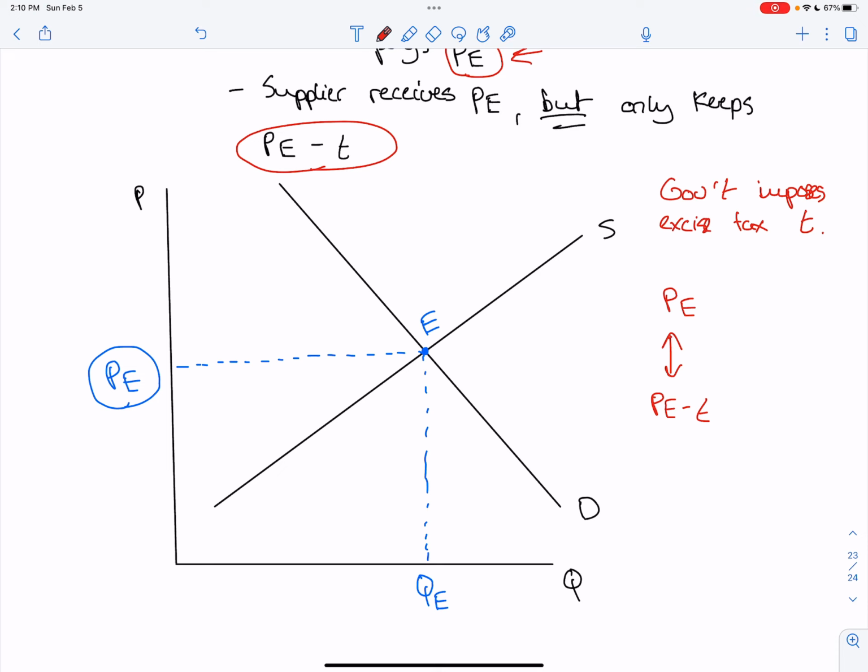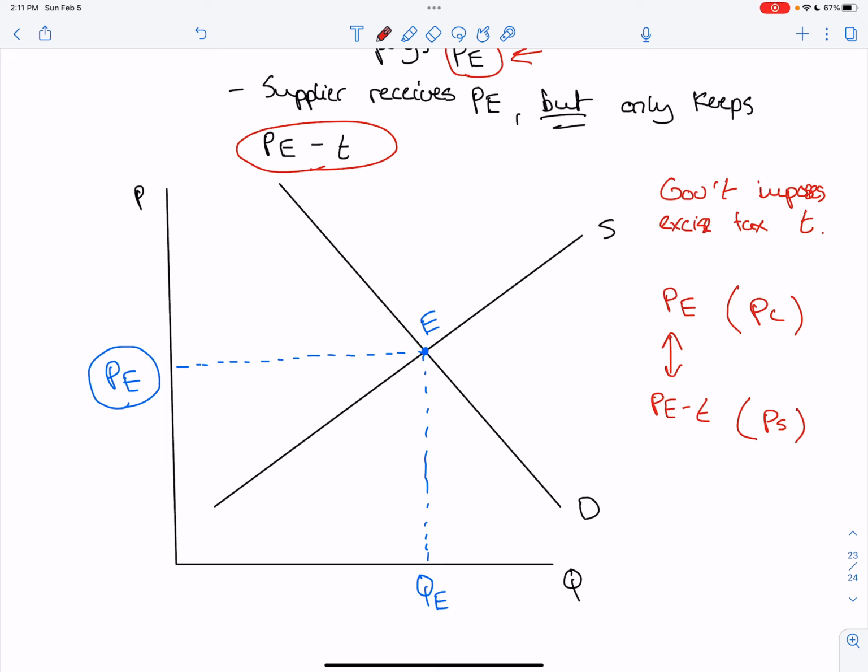Now let's make the labels a little bit easier here. Let's call this PE here the consumer price and this PE minus T the supplier price. So PC, the consumer price, is what the consumer has to pay. And PE minus T, or PS, the supplier price, is the amount of money that's actually kept by the supplier.